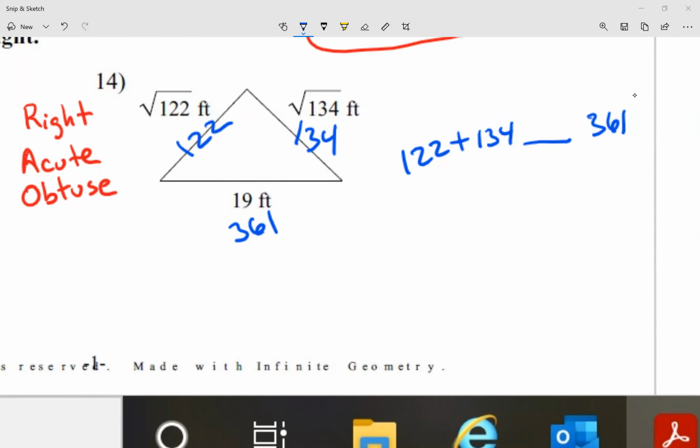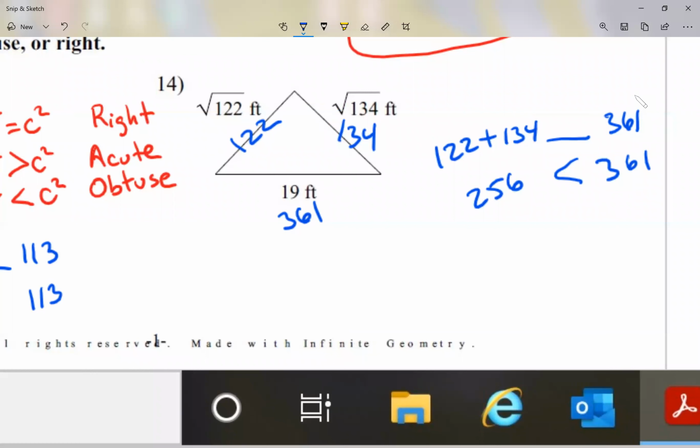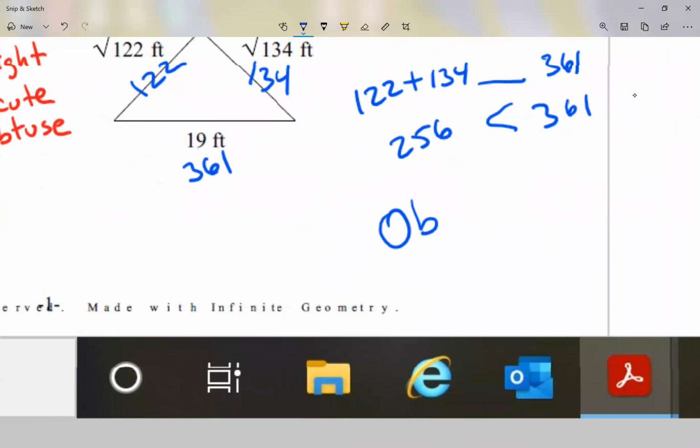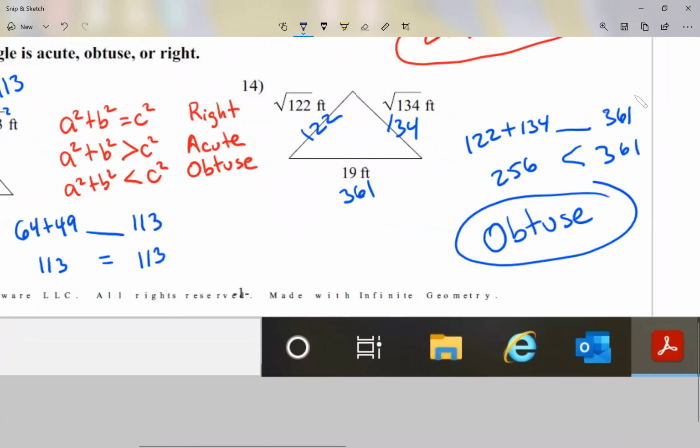If I add the two small numbers, 122 plus 134, I have 256. And then here I have 361. Okay, I don't have an equal sign. C squared is still bigger. So in this case, I'm going to call this obtuse. Let me come back to my rules. When I have an equal sign, it's a right triangle. When C squared is smaller than the other two, I have an acute. But when C squared is still bigger, I get an obtuse.